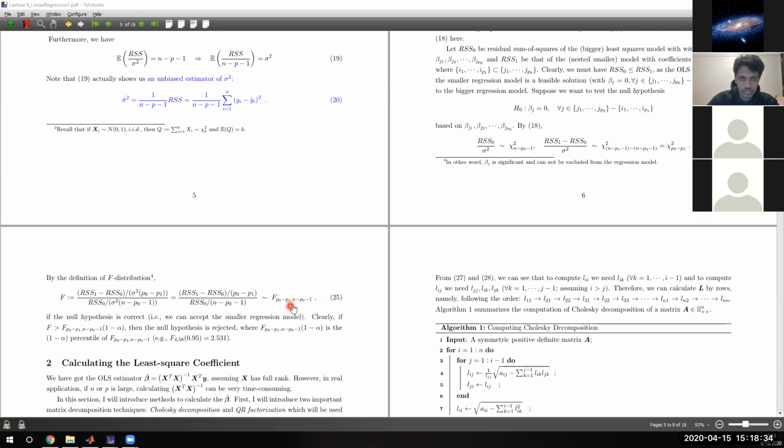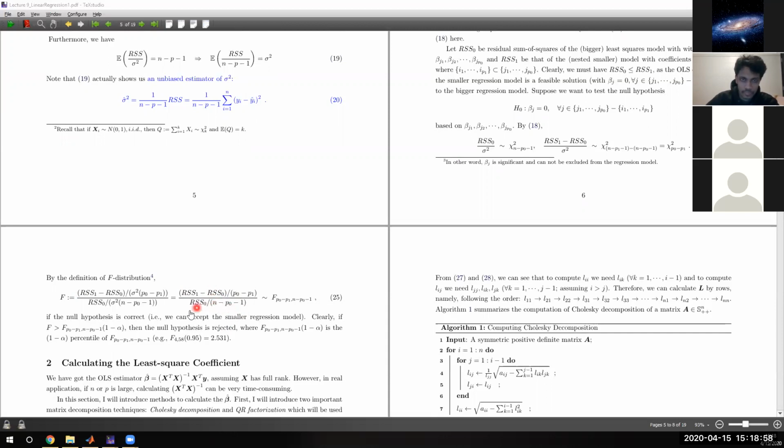Again, I assume n is bigger than p, much bigger than p, so it doesn't matter p1, p0. Okay, so you may ask why they're independent. Because in the numerator, I use RSS1 minus RSS0, and in the denominator, I use RSS0. You see, here in the numerator, RSS0 is eliminated already. That's why they're independent, okay?